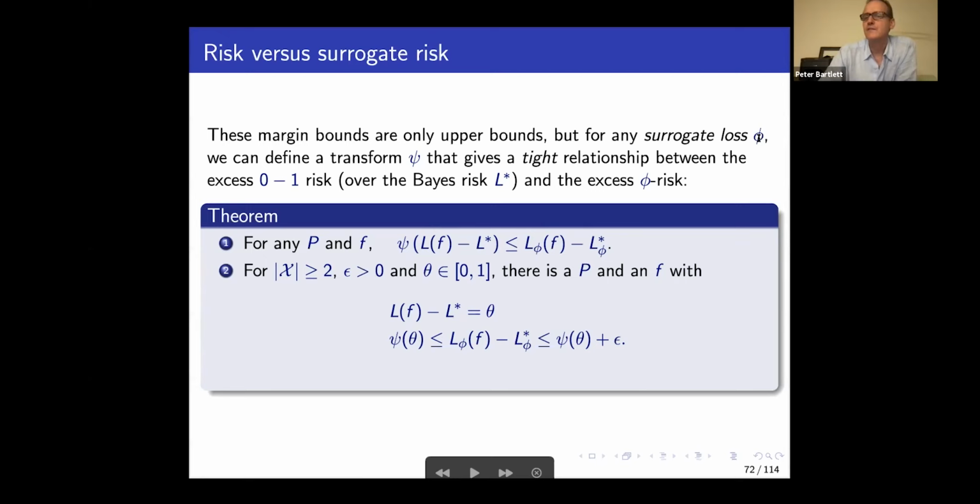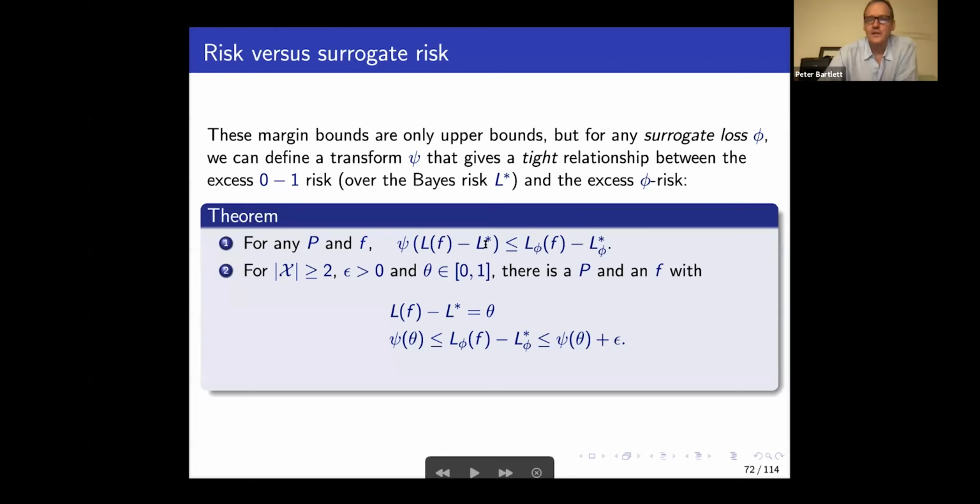So for instance, if phi is convex, then for that to hold, it suffices that phi is differentiable at zero and has a negative gradient at zero. So when you compute phi of the margin, in that case, you have some convex function that's pointing the right way, that's driving you to big margins. Okay, so you can get explicit relationships of this sort, and it turns out they're tight.